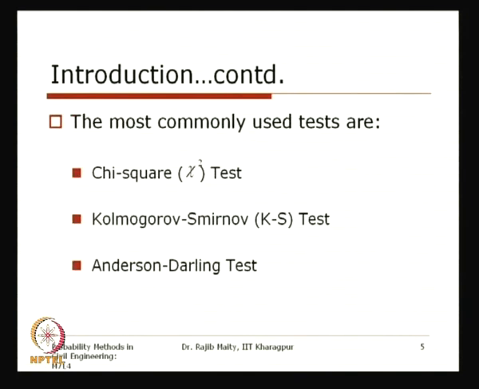As we mentioned, there are some commonly used tests. These are the standard tests that we generally use for the goodness of fit test. The first one is the Chi-square test, then the Kolmogorov-Smirnov test, and there is also the Anderson-Darling test, which is generally known to be a little improvement over the KS test. We'll take that one also, but for this lecture we'll just consider the Chi-square test and the KS test.